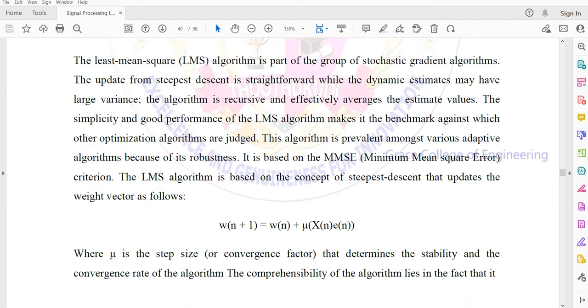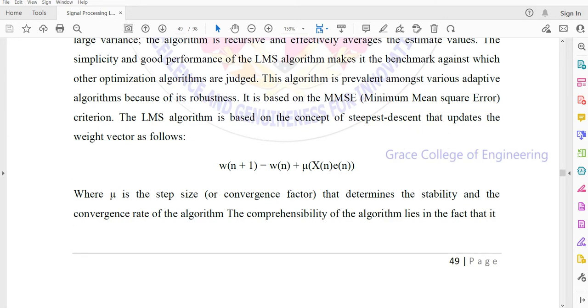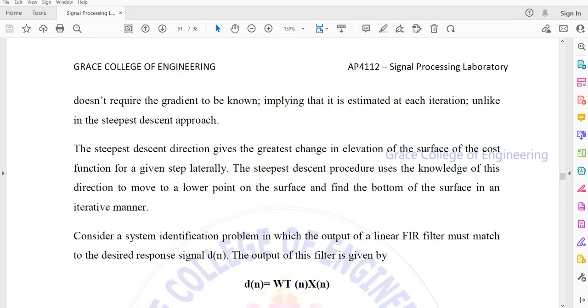The LMS algorithm is based on the concept of steepest descent, which updates the weight vector as given in this equation. Here mu is the step size that determines the stability and convergence of the algorithm. The comprehensibility of the algorithm depends on the fact that it does not require the gradient to be known, implying that it is estimated at each iteration, unlike the steepest descent approach.